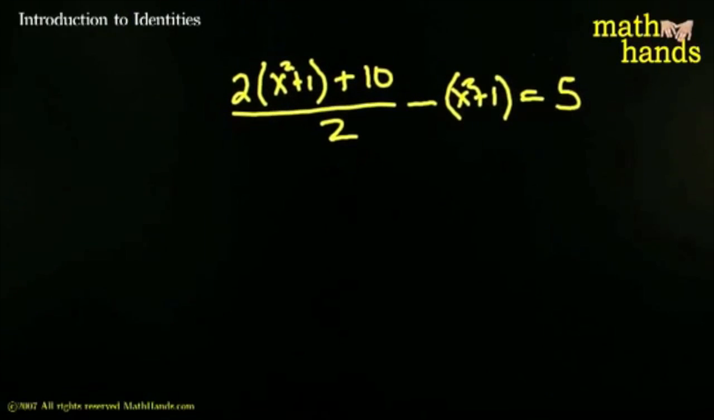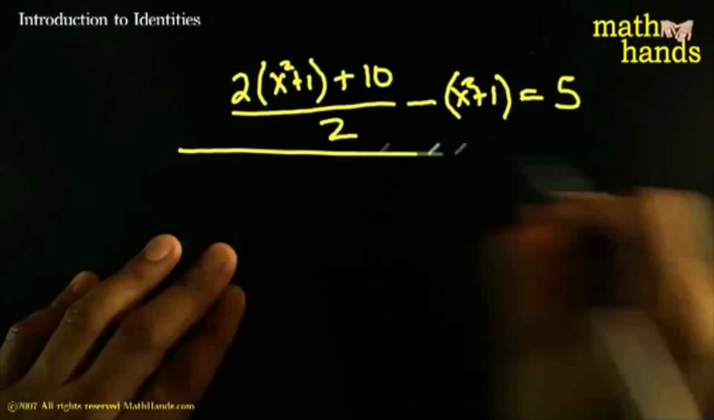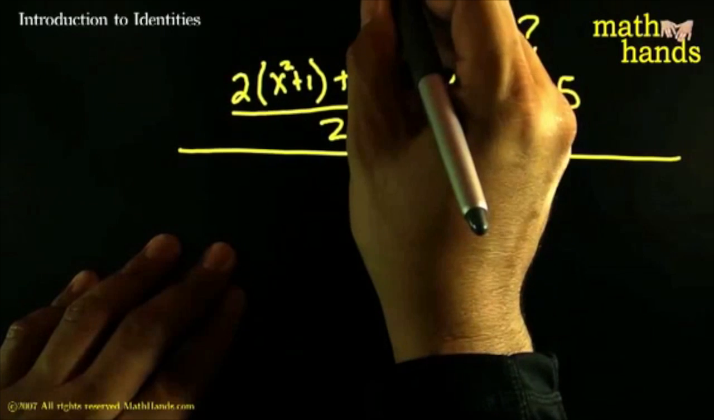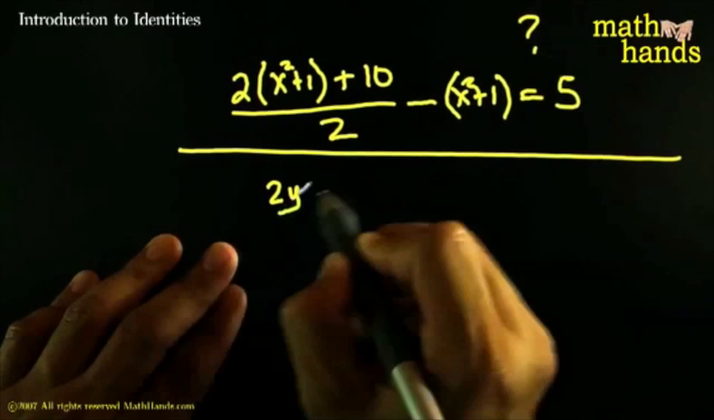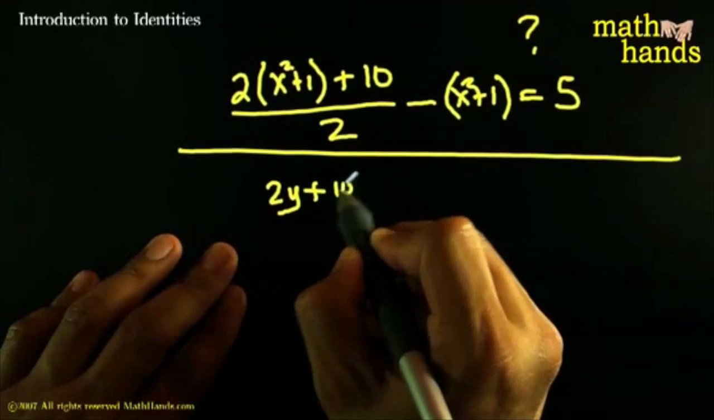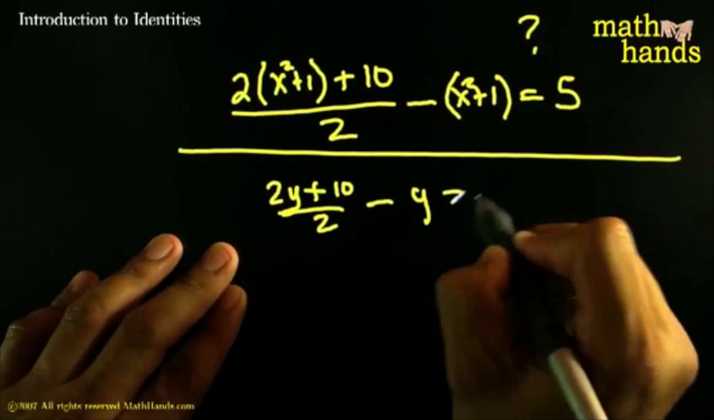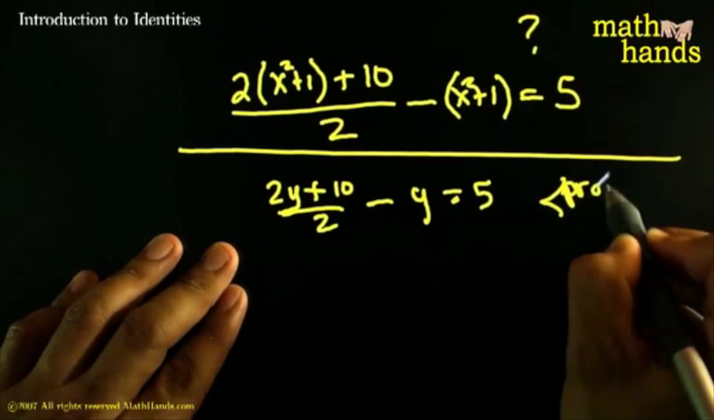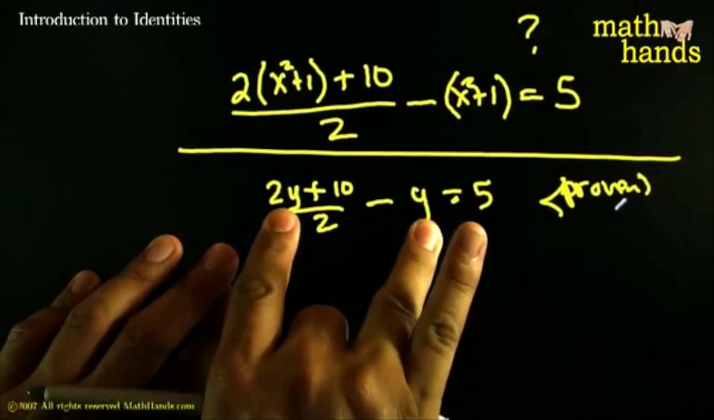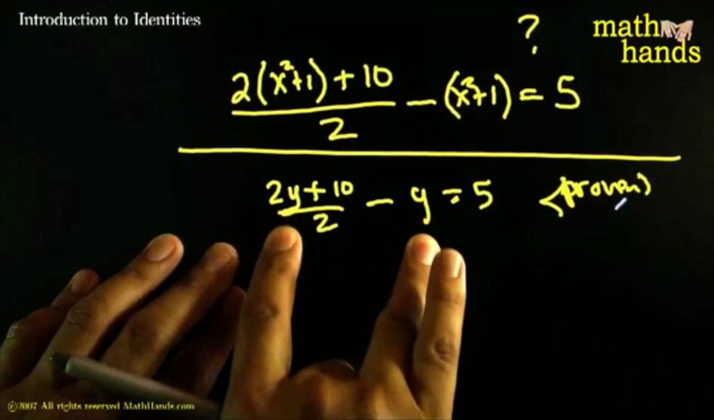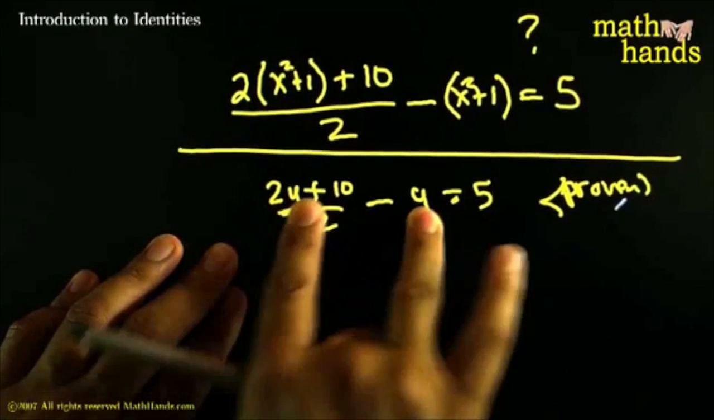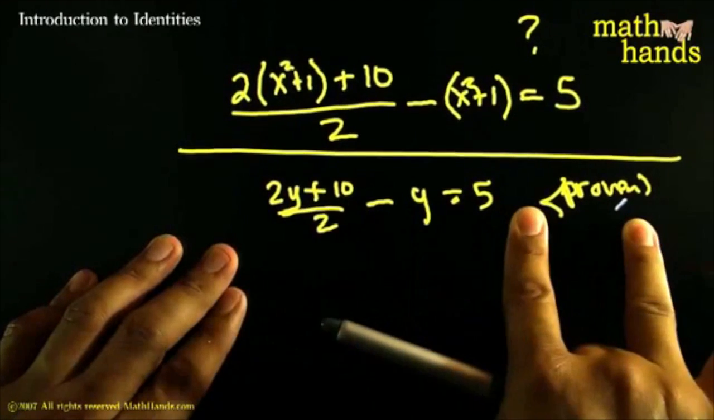Here, try another one. Is this true? Well, you say, I don't know if it's true, but I know something else is true. I know that 2 times y plus 10 divided by 2 minus y is equal to 5. This one we already proved. We proved it for x's, but I got too many x's here, so I just chose a different variable, y's. Since it's true for all values of x's, it's true when I call that a y.